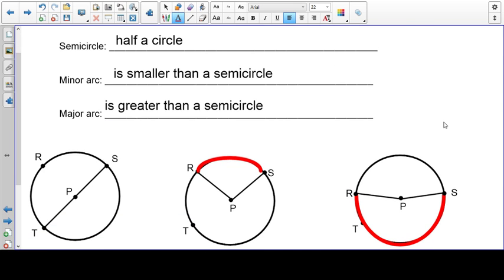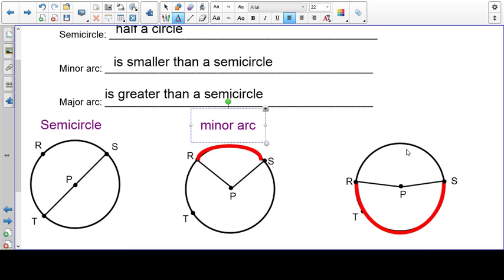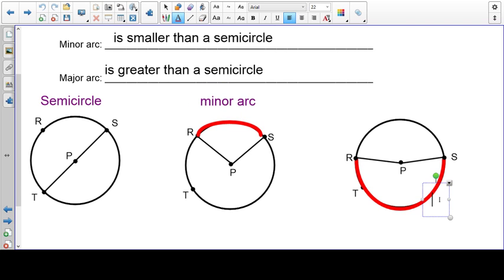Keeping that in mind, let's go ahead and label what each of these are. Switch colors here. So this first one over here is going to be a semicircle. It cuts the circle in half. If you notice, my diameter goes all the way through. If I'm looking at this red part, this one's going to be considered a minor arc. It's smaller than half of my circle. And then this one over here, therefore, is a major arc.